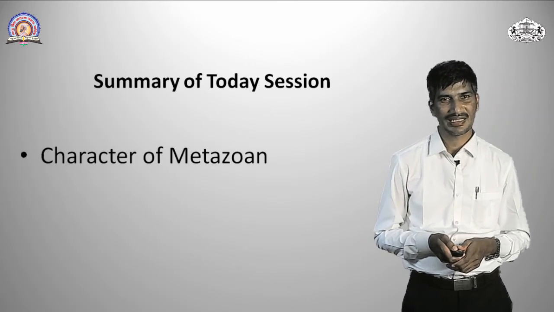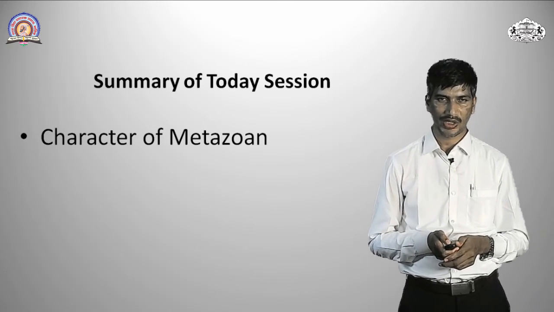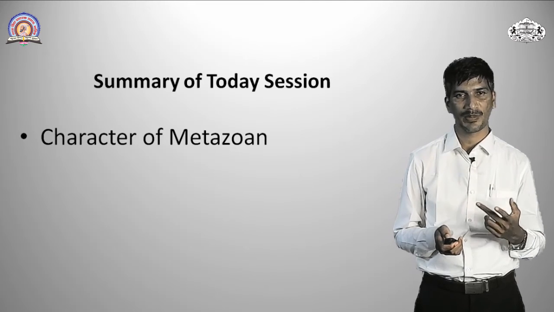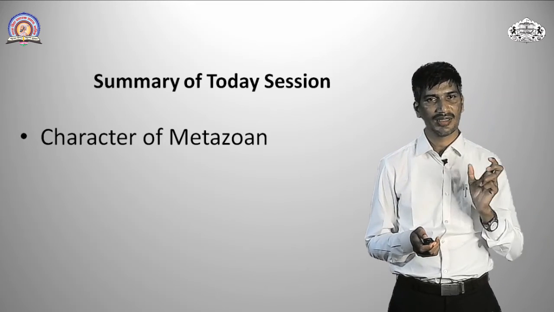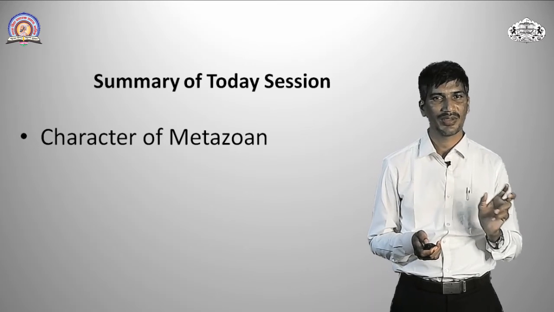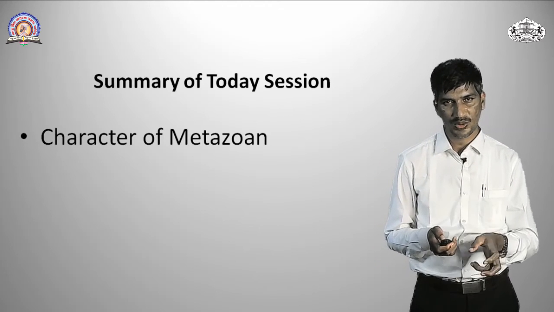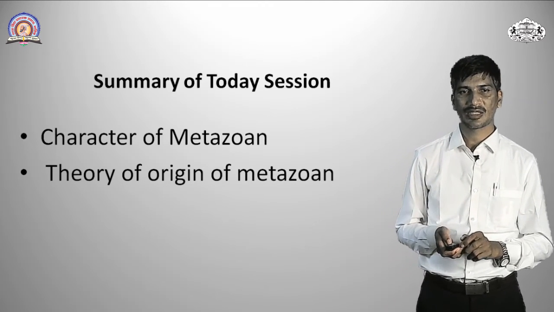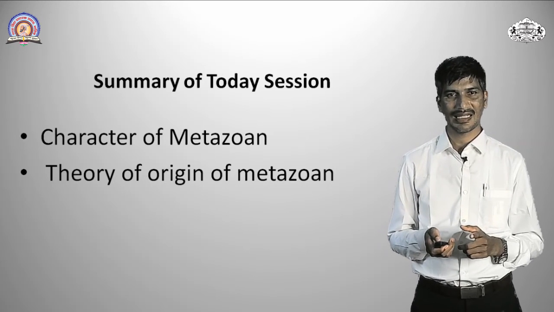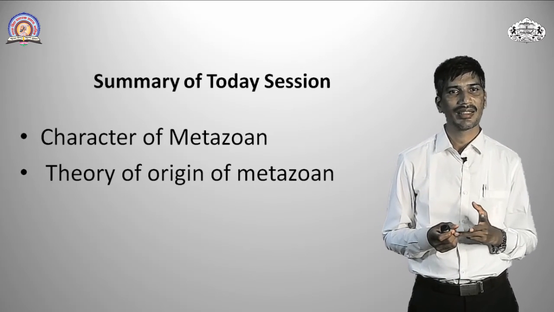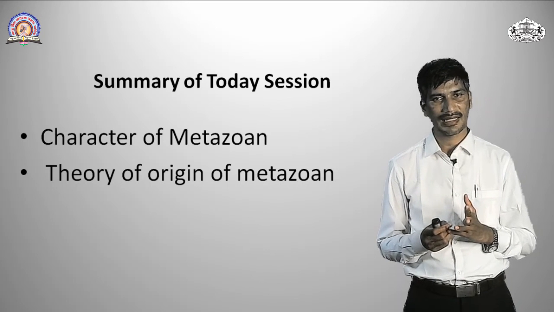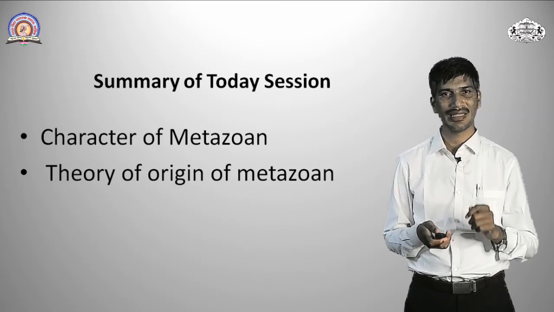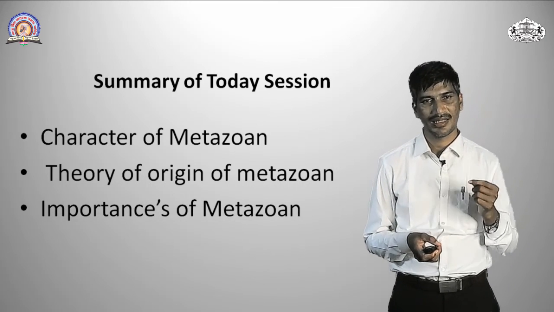Now a quick overview of today's lecture. In today's lecture we first discussed the characters and introduction of metazoan: multicellular, diploblastic, triploblastic, which is the coelomate animal, which is the group of pseudocoelomate animal, and what are the character features of the coelomate animal. Then we also discussed the six theories: syncytial theory, Gastraea theory, colonial blastaea theory, colonial theory, monophyletic theory, and polyphyletic theory. These six theories we discussed in today's lecture.